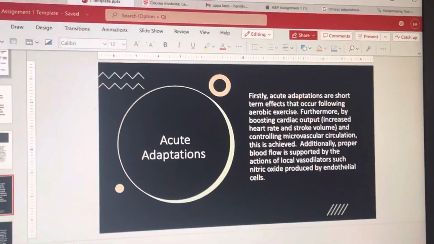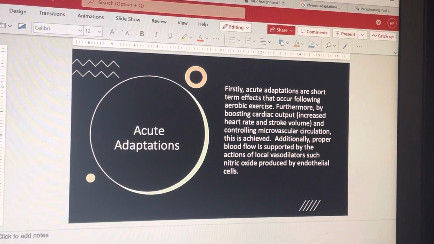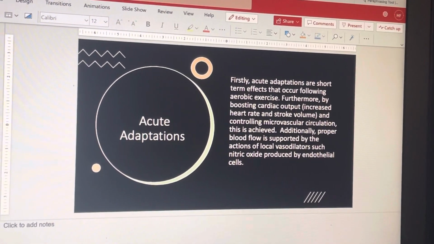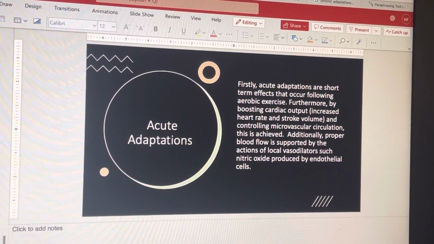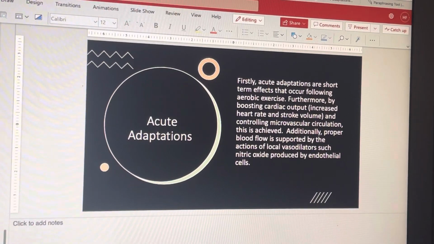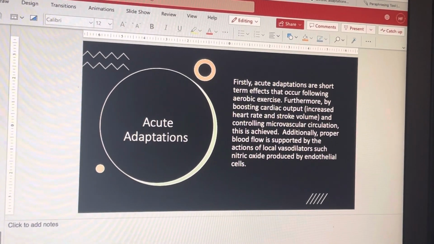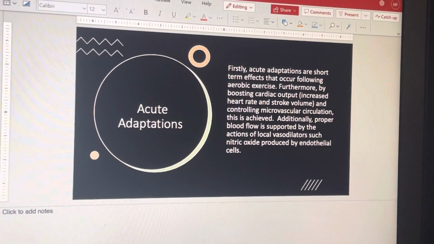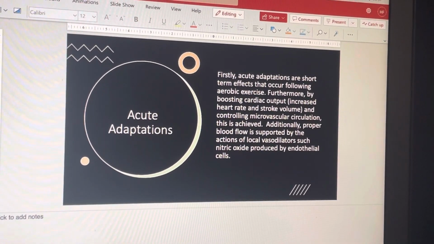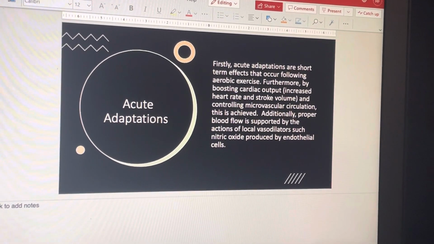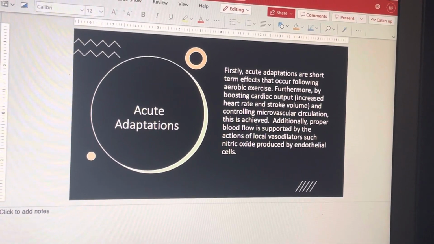Talking more in detail about the acute adaptations. Acute adaptations are the short-term effects that occur following aerobic exercise. This is achieved by boosting cardiac output, increasing heart rate and stroke volume, and controlling microvascular circulation. Additionally, proper blood flow is supported by the actions of local vasodilators, such as nitric oxide produced by endothelial cells.